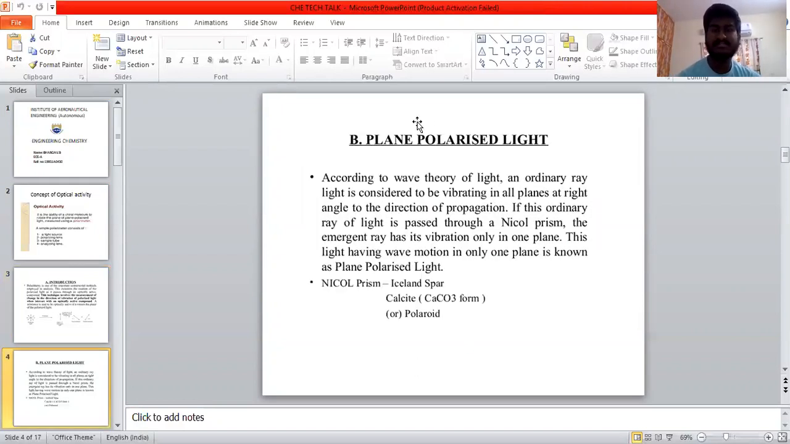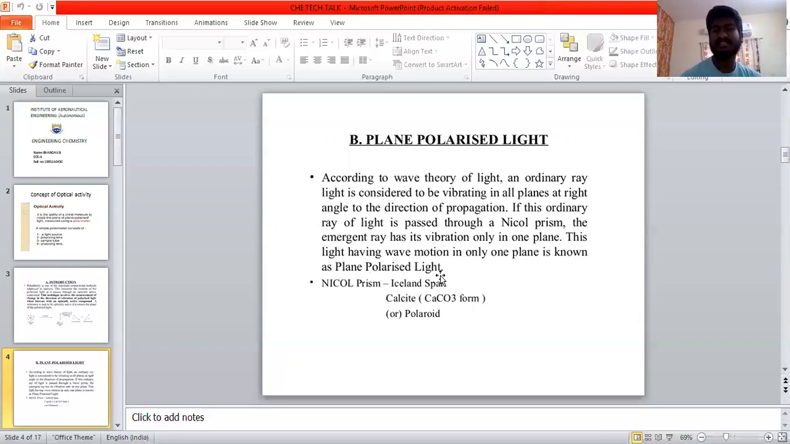Coming to the next one, what basically plane polarized light means. According to the wave theory of light, an ordinary ray of light is considered to be vibrating in all the planes at right angles to the direction of propagation. If this ordinary ray of light is passed through a Nicol prism, the emergent ray has its vibration only in one plane. This light having waves in only one plane is called plane polarized light.